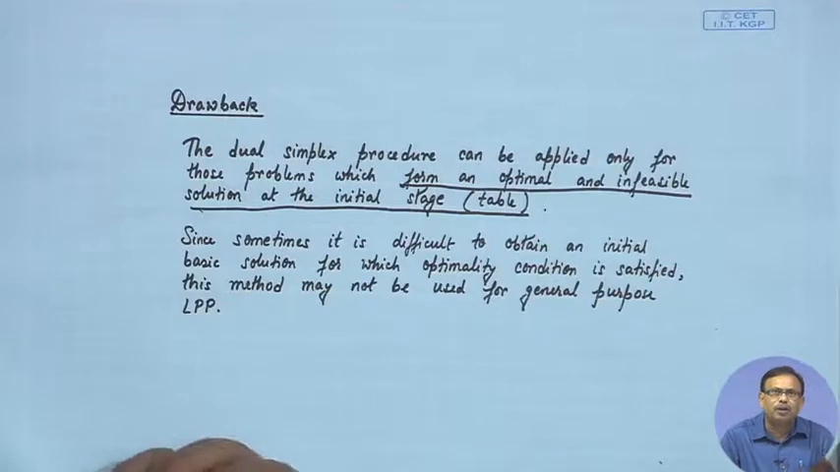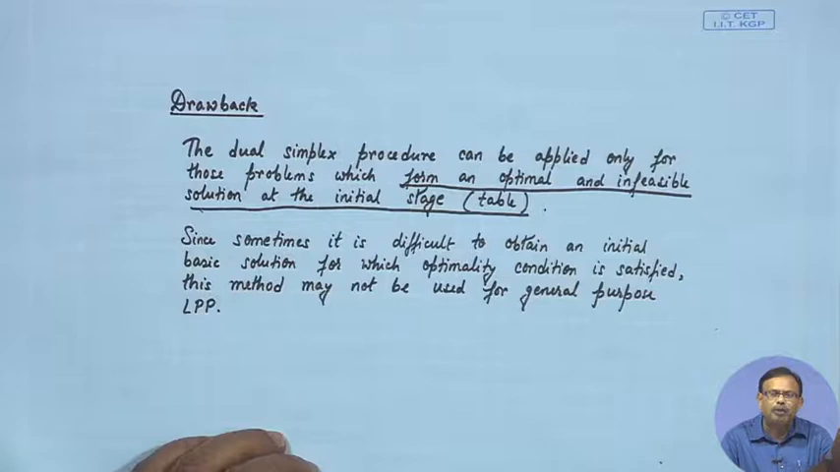dual simplex method. So, the initial table which we obtain must form an optimal solution, that is, the optimality condition has to be satisfied, but the solution will not be feasible, that is, x_B greater than or equal to 0 for all j may not be satisfied. Since sometimes it may become difficult to obtain an initial basic solution for which the optimality condition is satisfied, this method may not be used for general purpose LPP.